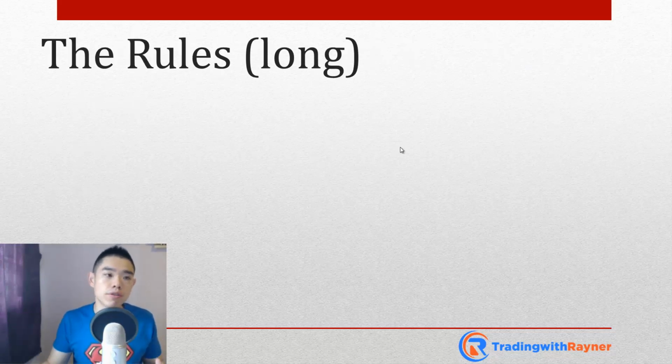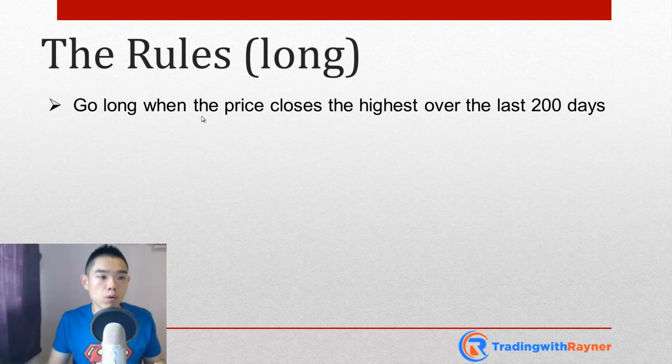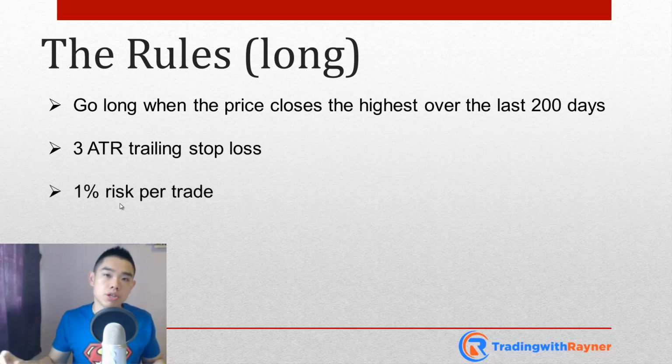Now the rules of this trend following system are like this. You go long when the price closes the highest over the last 200 days. 3 ATR as your trailing stop loss, and you risk 1% on each trade. So if you have a $100,000 account, each trade, if it hits your stop loss, will not lose you more than $1,000, which is 1% of your trading account.